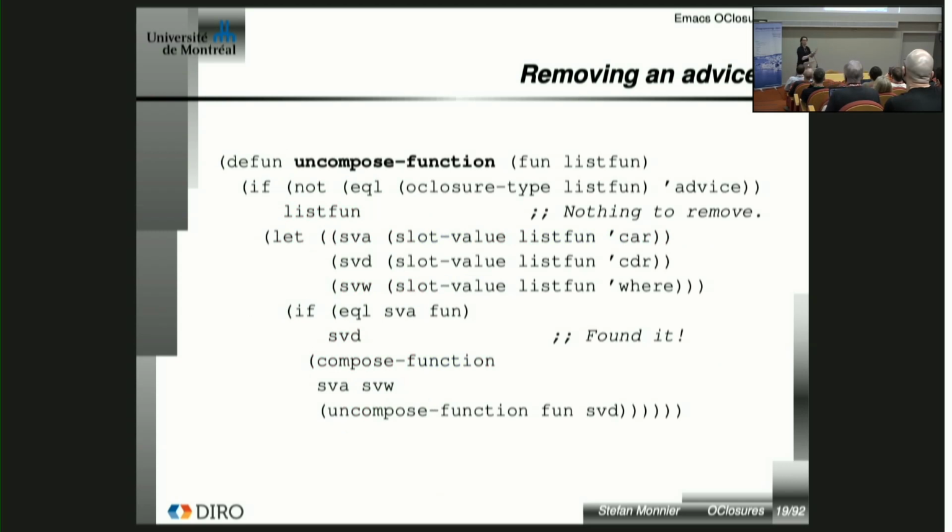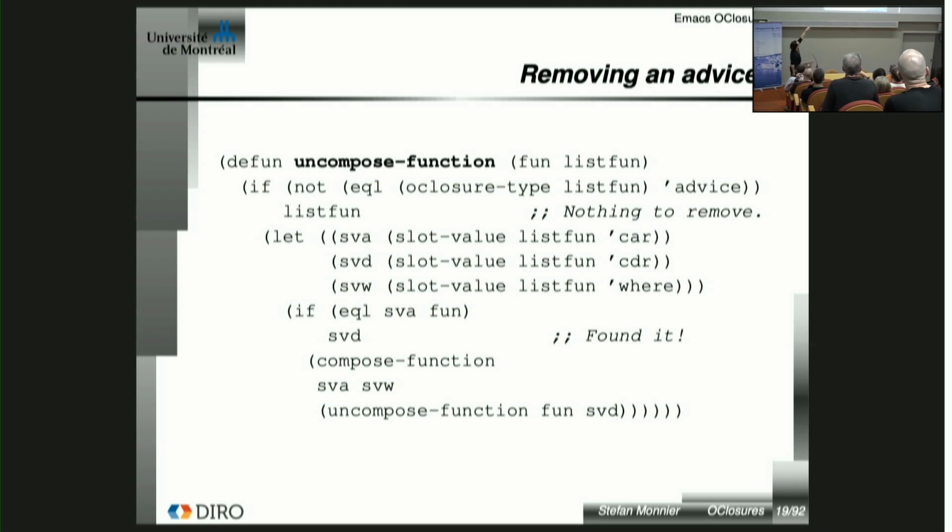So now how do we remove an advice? Well, there's no magic anymore, no need for any magic. We can just look at the slots. So we start by checking the type, making sure that this function is indeed an advice, that is a composition of two functions which result in those kinds of advice composites. So I check that it's an advice. If it's not an advice, then I'm basically at the end of the list, so there's nothing to remove. And if it is an advice, then I know that I have a car and a cdr and a where field, so I can extract those with slot-value simply.